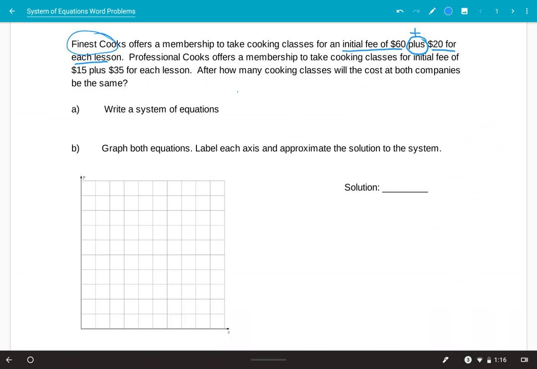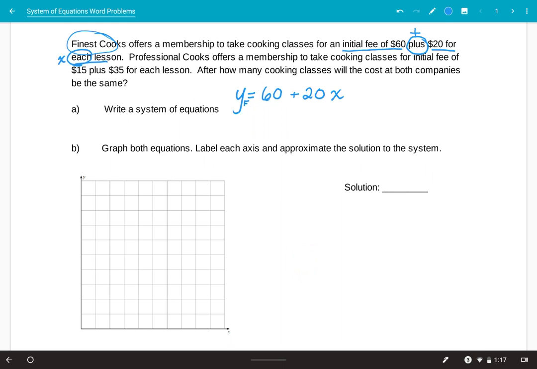So we're talking about Finest Cooks. So Y equals, this one's a Y equals, since we're talking about an initial fee plus something else, we're always going to use slope-intercept form. So you're going to pay the $60 plus you have to pay $20 for each lesson. Remember, every, per, these are where your X is going to go. So that's your hint word. That's where X is. Okay? That's for our first one, and I'm just going to put a little F so I know that's my Finest.